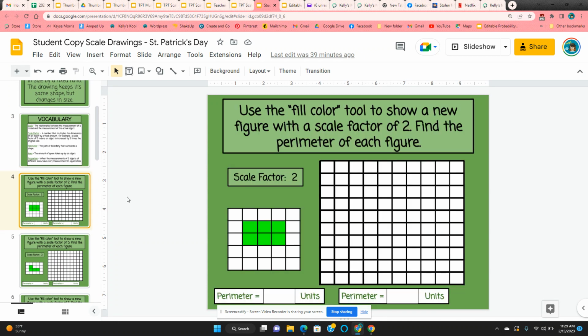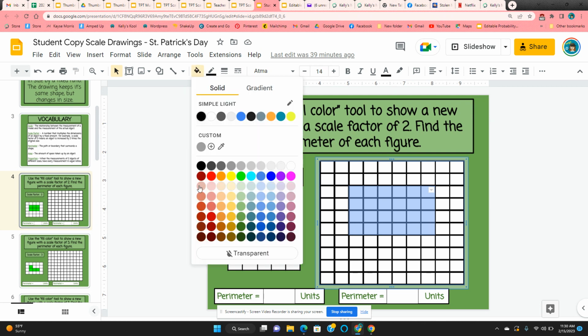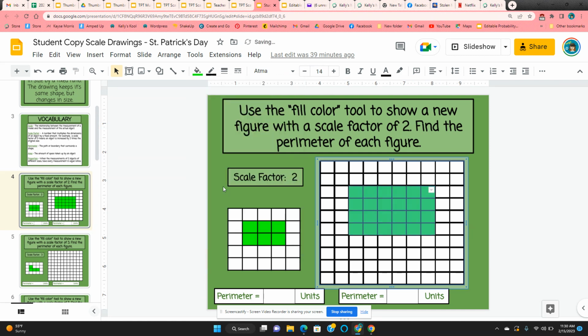So slide 4, they're going to do their first scale drawing. They have a small rectangle here, and they want to increase it by a scale factor of 2. That means that every side is going to be multiplied by 2. In order to create their new figure, they're just going to click and hold in one of the squares. And so now they're going to have a figure that is 4 by 6. Once they have it highlighted, they come up here to the fill color feature, and they can choose any color they like.